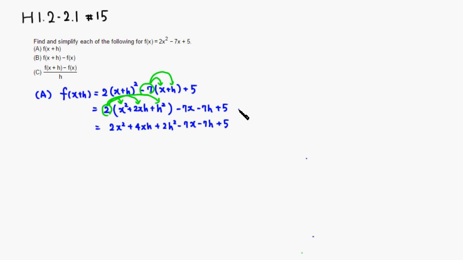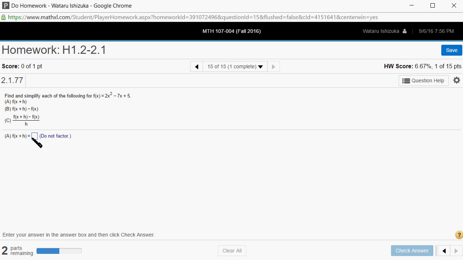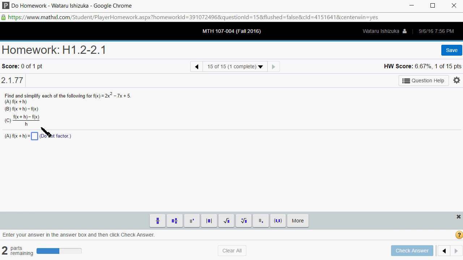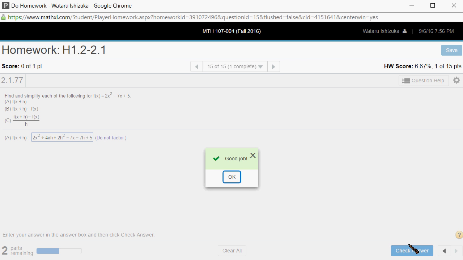Alright, so let's type it in. So what we found was 2x squared plus 4xh plus 2h squared minus 7x minus 7h minus 5. Alright, so let's check the answer. Alright, so we got that.